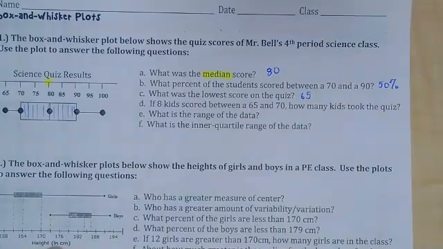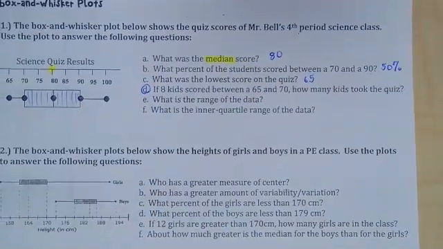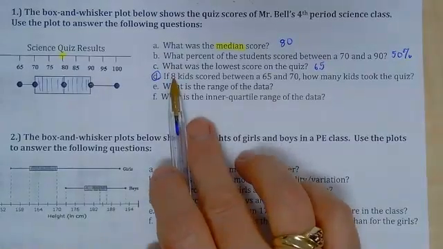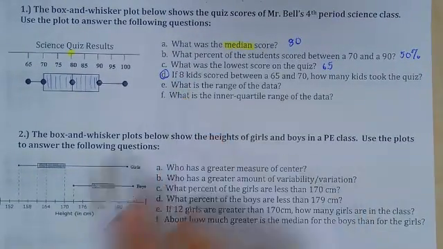What was the lowest score on the quiz? 65. We're going to skip D for now and come back to that one. That's a little more complicated, so I want to do that at the end. Let's get the easy stuff out of the way.